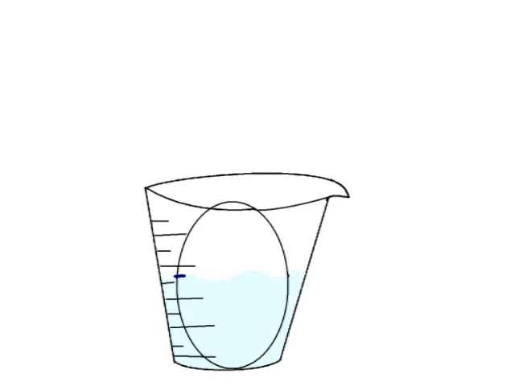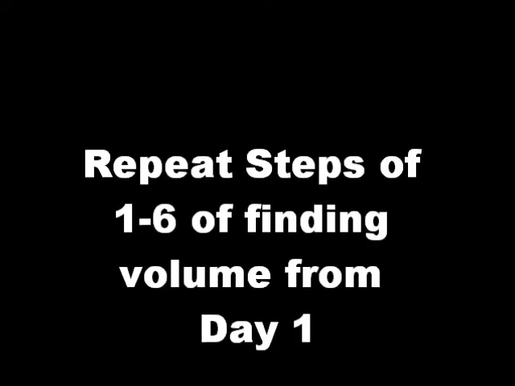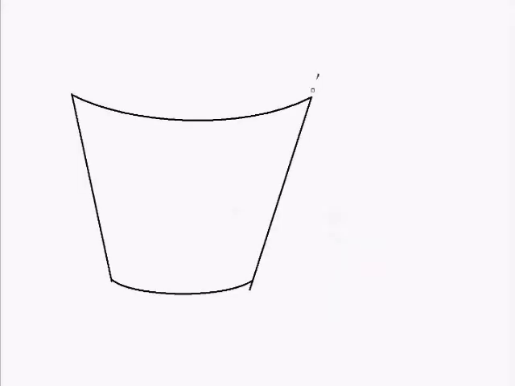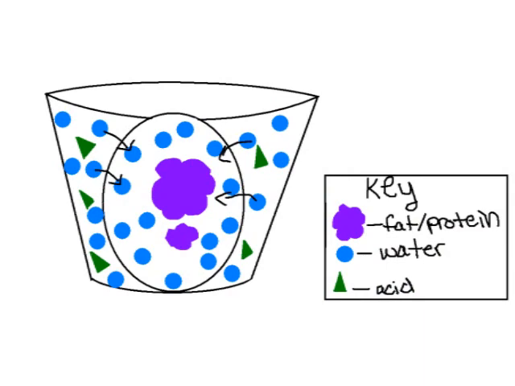Day 2. Measure volume and put egg in plastic cup with corn syrup. Repeat steps 1 through 6 of finding volume from day 1. Put egg in plastic cup of corn syrup, halfway full, and refrigerate for 1 day. Draw how the egg looked and which molecules were in and out. Then record the data.